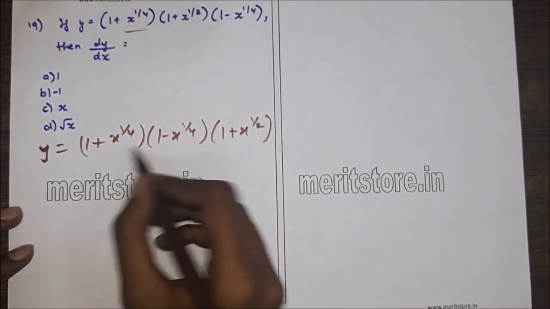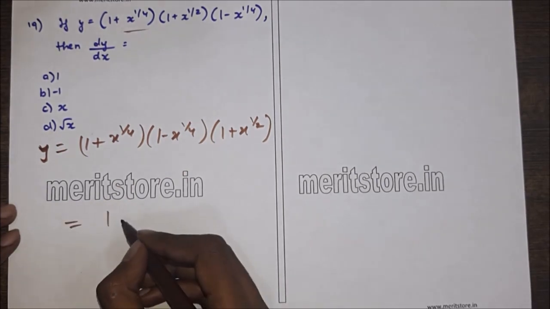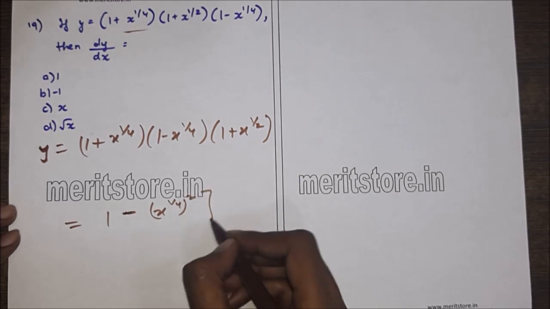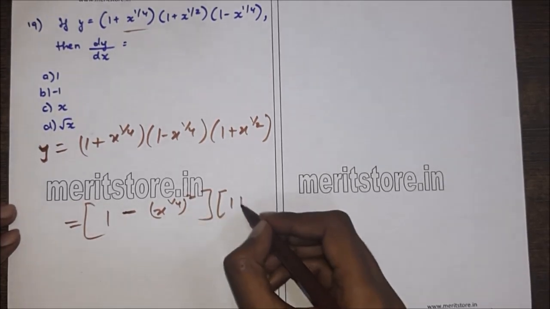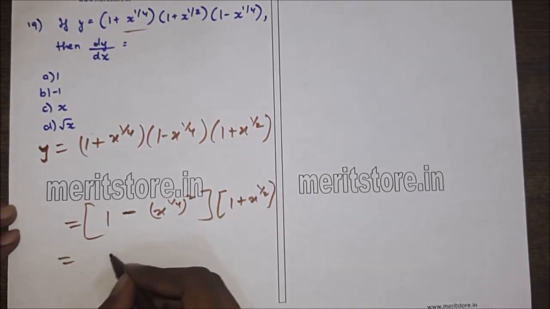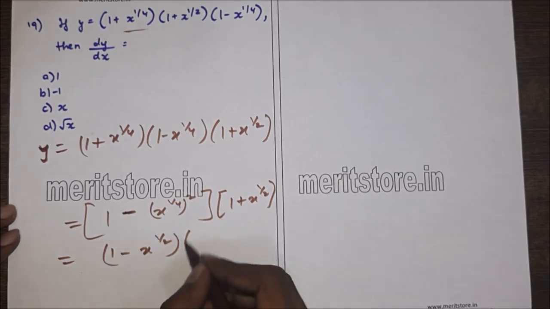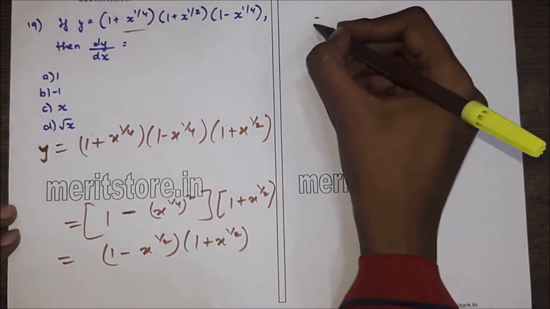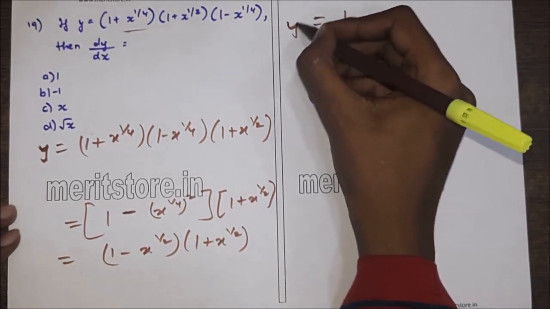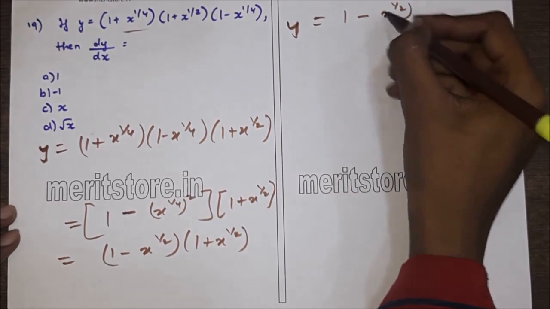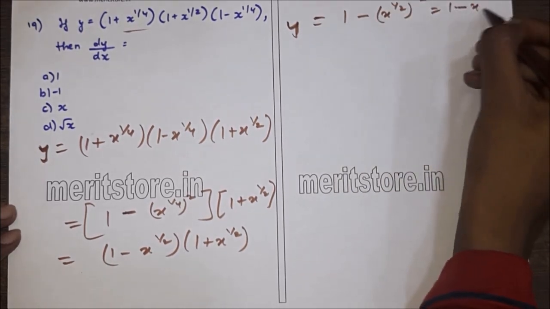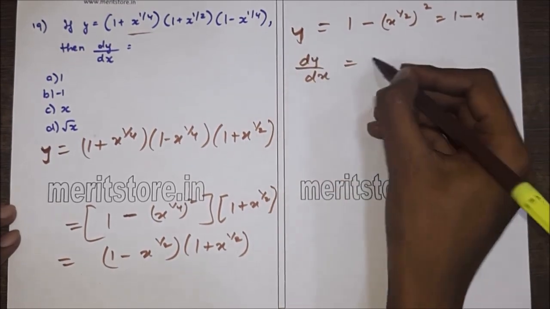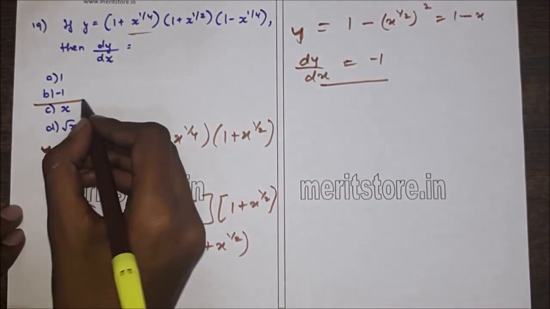So this is in the form of (a plus b)(a minus b). So this can be written as (1 minus x raised to 1 by 4 the whole square) into (1 plus x raised to half), that is (1 minus x raised to half) into (1 plus x raised to half). Again this is in the form of (a plus b)(a minus b). So we can rewrite this as y equals 1 minus (x raised to 1 by 2) square, that is 1 minus x. So differentiating this with respect to x, we get minus 1. dy by dx is minus 1, which is option B.